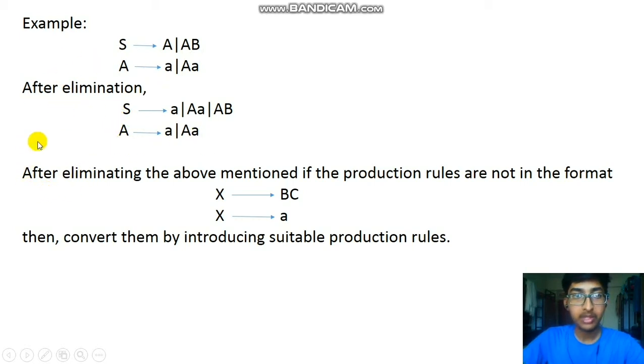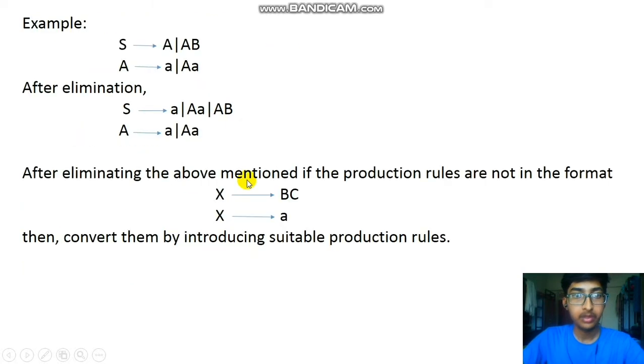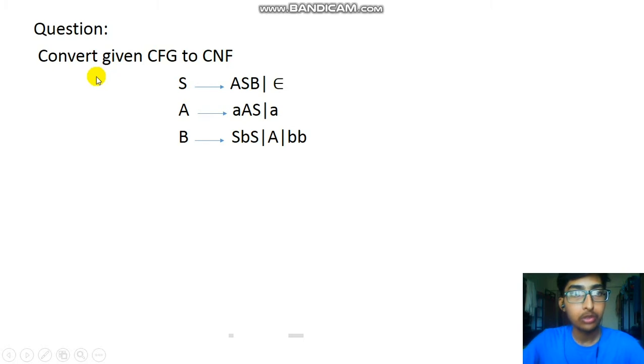After we have completed the three steps, after eliminating all the things mentioned here, if the production rules are not in the format of Chomsky normal form, then convert them by introducing suitable production rules, which we'll see in the problem. And now we are going to solve a question. This is a question given and we are going to solve it.